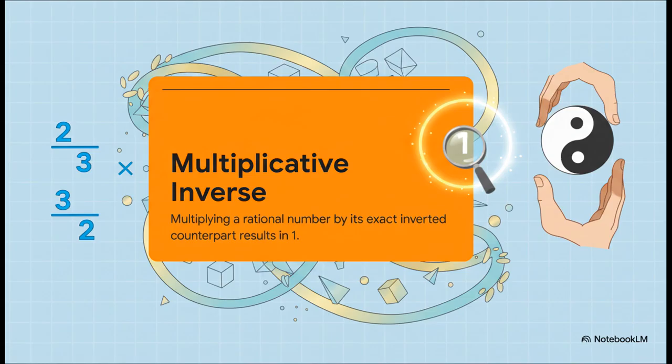Multiplying a rational number by its exact inverted counterpart will always result in 1. It's like mathematical balance at its absolute finest. So if you ever see a fraction multiplying by its upside-down twin to equal 1, you instantly know you're looking at the multiplicative inverse property.